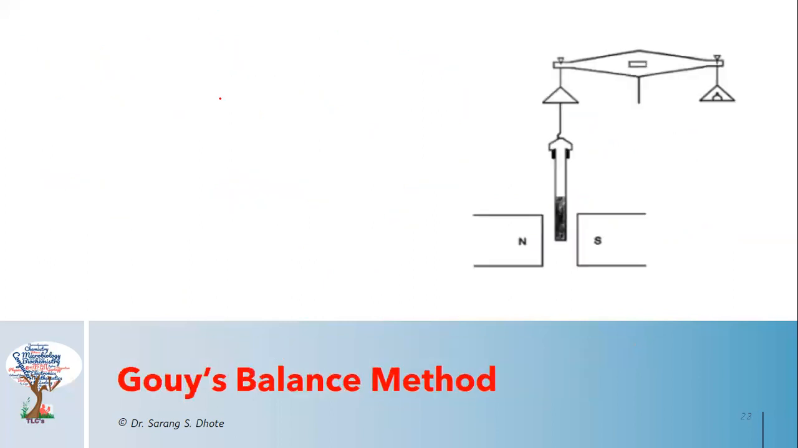Next one is, what is the meaning of Gouy's balance method? This method is applicable for the determination of magnetic susceptibility, and specific magnetic susceptibility. For that we require the Gouy's balance method. Basic principle क्या होता है इस मेथड का देखो. When the substance is placed in the magnetic field, it exerts a force on the substance.